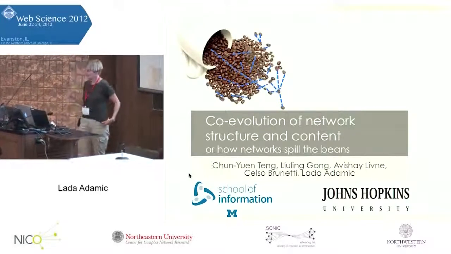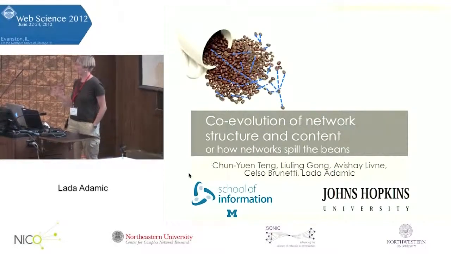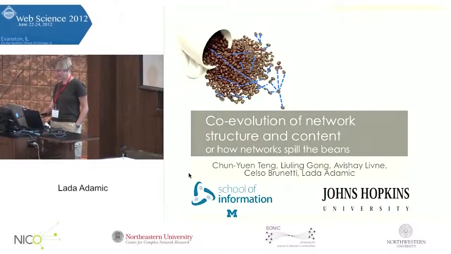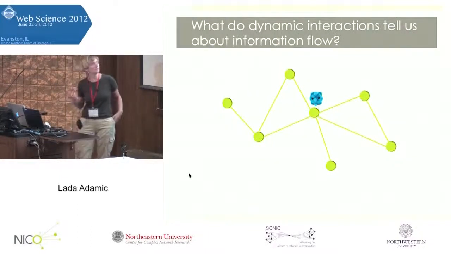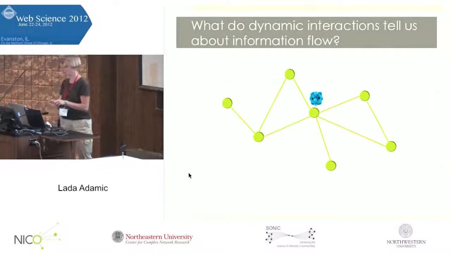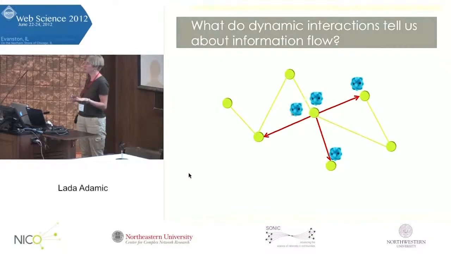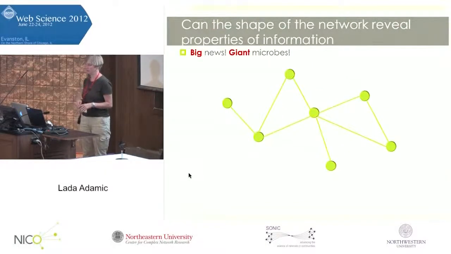And what we're going to do in this work is figure out how we can make networks spill the beans. And the question we're asking is, what do the dynamic interactions tell us about information flow? And by dynamic interactions, I mean people are communicating, right? So instead of having a bunch of static links, we have links that are activated with information flowing over them.